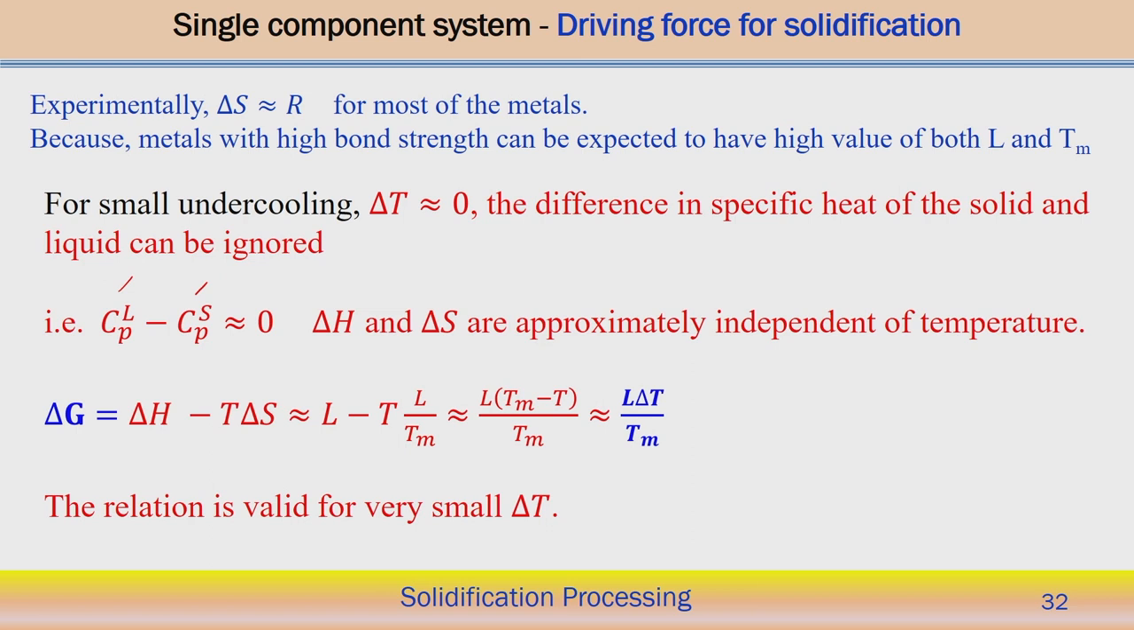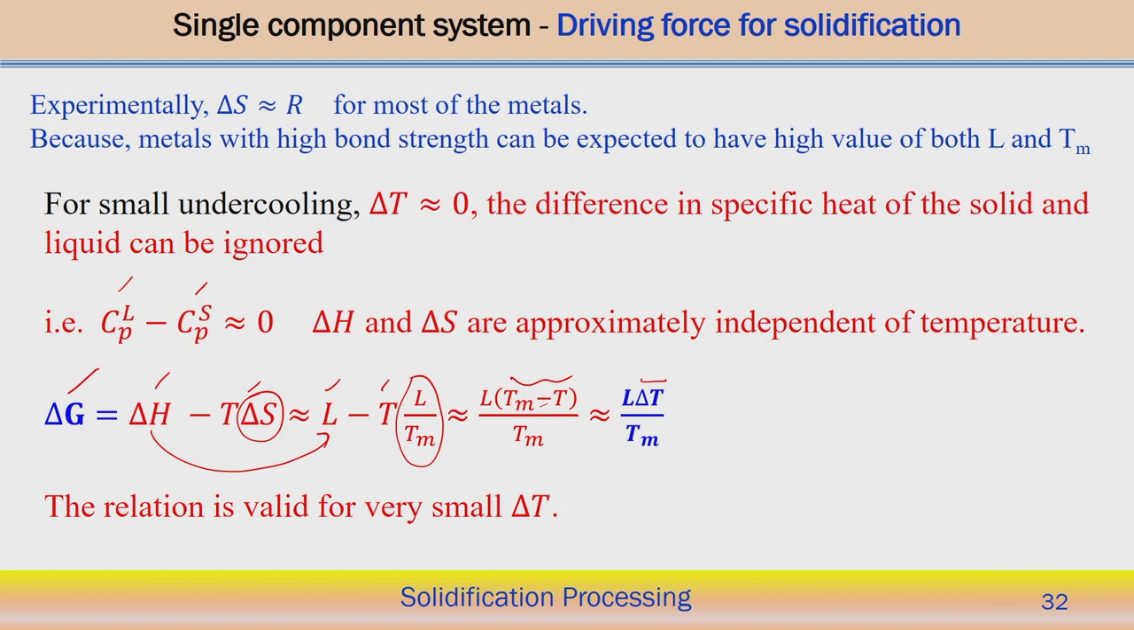So, delta G can be calculated as delta H minus T delta S. Because delta T is very close to 0, meaning the temperature is close to the melting point temperature, we can assume that delta H, the change of enthalpy, is equivalent to the latent heat L. Delta S, the entropy of fusion, is L by T_m. So from here we can approximately estimate L times (T_m minus T) by T_m. T_m minus T is basically delta T, so L times delta T by T_m. Therefore, delta G, the change of Gibbs free energy, is approximately equal to L delta T by T_m.